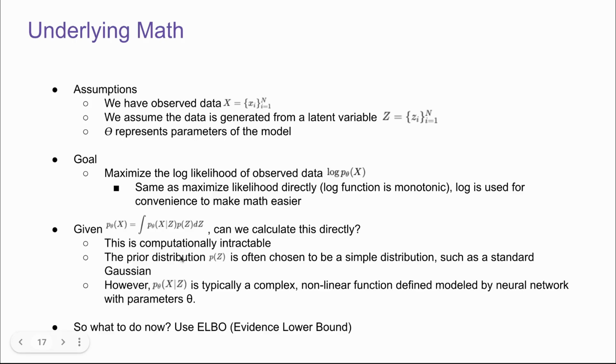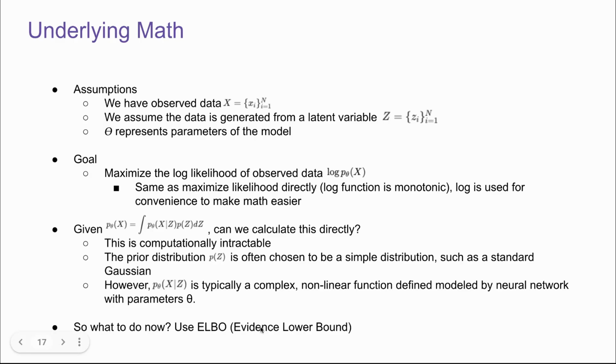Prior distribution means our assumption of the distribution without any sample. And we already mentioned we want the latent space to be a standard normal distribution, which is the same as standard Gaussian. The probability of x given z is typically a very complex nonlinear function defined by the model, which is a neural network with parameters theta. So it's very complex to calculate. It's not worth it. So what to do now?